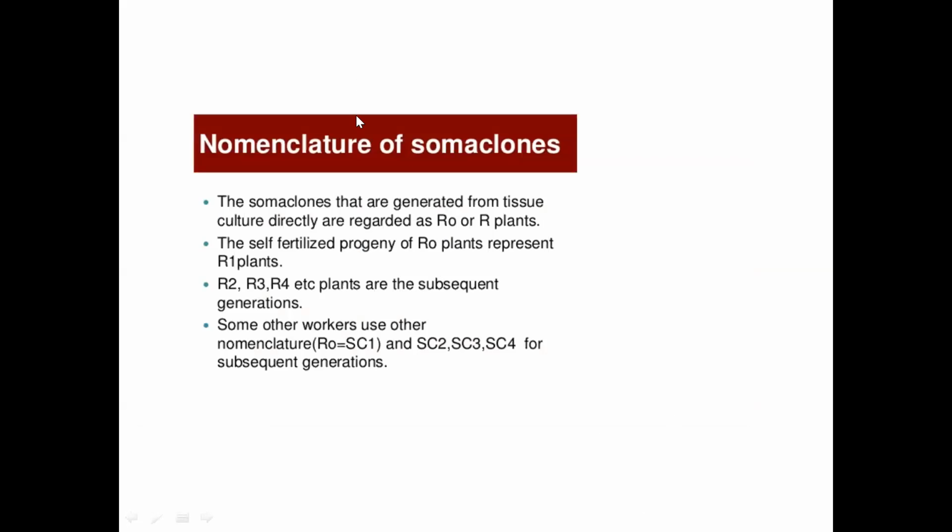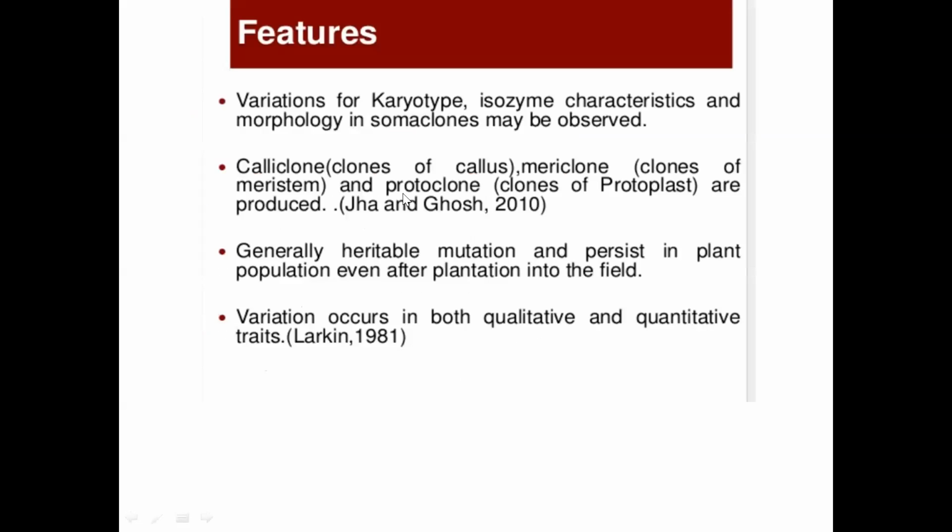So how are the somaclones named? You can say that, directly, every F1 generation you get from a parent, you get F1 generation in genetics, and then from F1 you get F2. Similarly, the somaclones that are generated from the tissue directly are called R0 or R. And then the next generation is R1. Then in subsequent generations, you get R2, R3, R4. So that is the way they are named in subsequent generations.